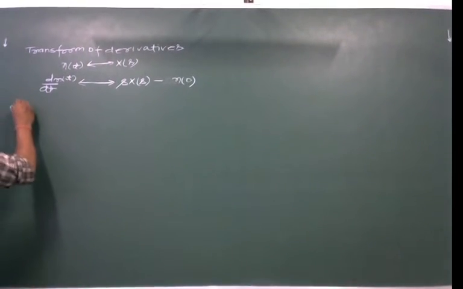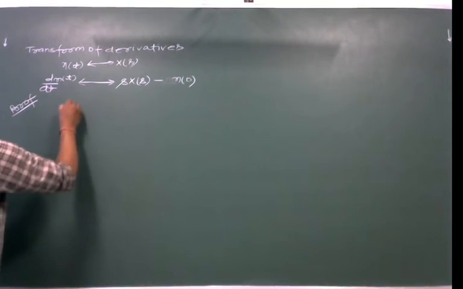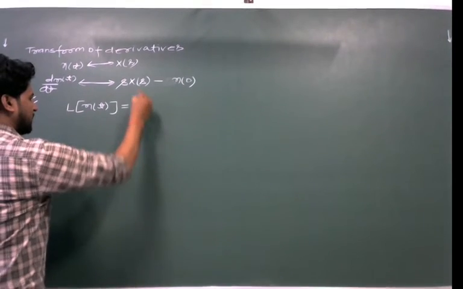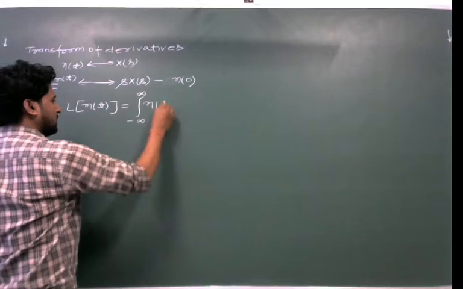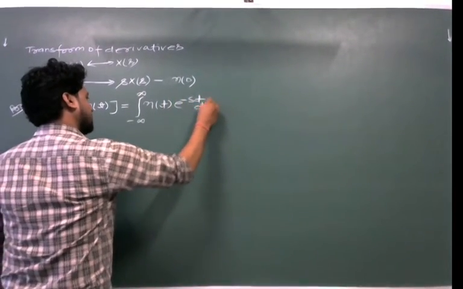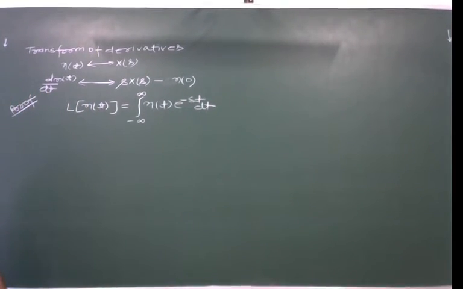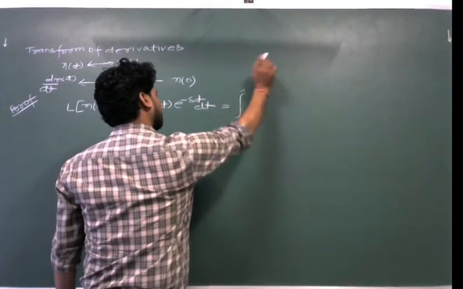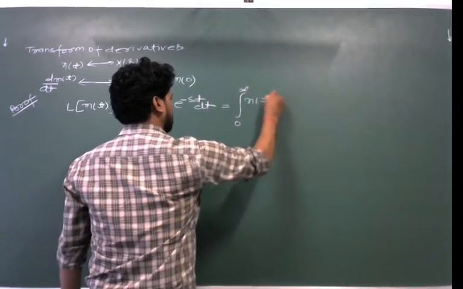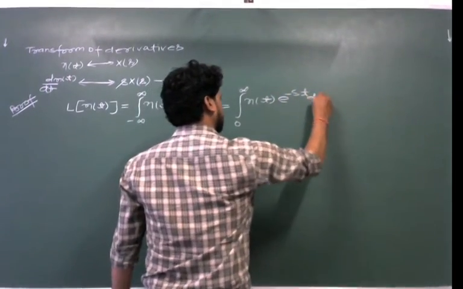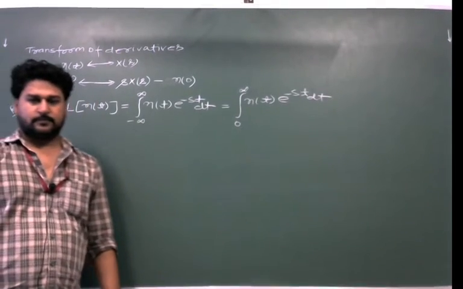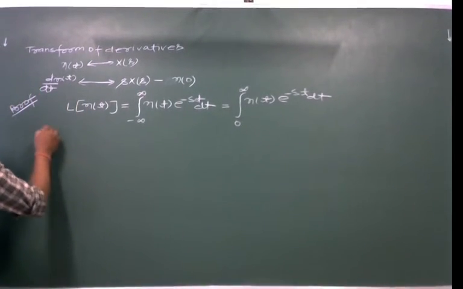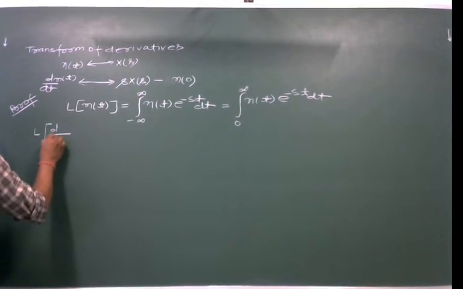We can discuss the proof. We know that the Laplace transform of a given signal x(t) can be determined by using the relation integral from minus infinity to infinity of x(t) e^(-st) dt. Or if x(t) is a causal signal, then this can be written as the integral from 0 to infinity of x(t) e^(-st) dt. But what we have to get is the Laplace transform of the derivative of x(t), which means the Laplace transform of d/dt of x(t).